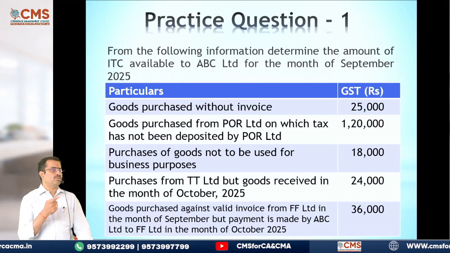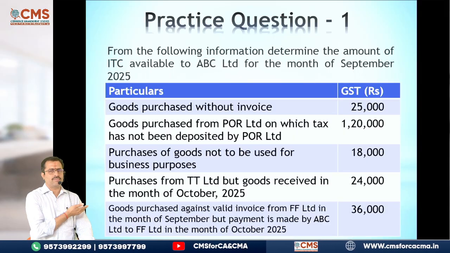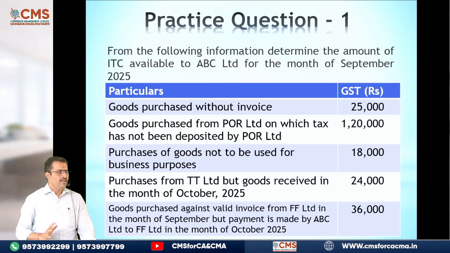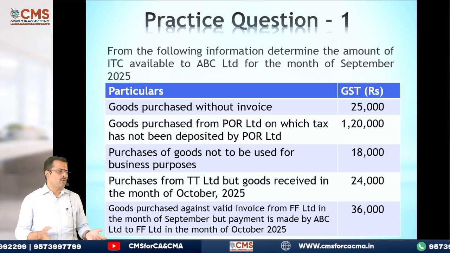Answer is yes. Why? Because you have a time limit to pay. Within 180 days you can pay. He is just paying in the next month itself. So ultimately you can avail the ITC. Now what is the total amount of ITC? Come on. Only 36,000 you can avail the ITC.